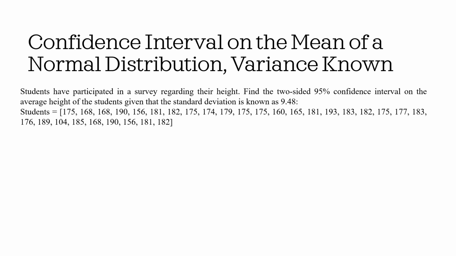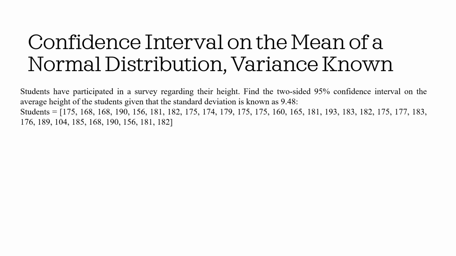First, we need to identify the population parameter of interest. As the question is asking us to construct the confidence interval on the average height of the students, we know the population mean is the parameter of interest. Second, we need to confirm whether the population variance is known, and the answer is yes because the question tells us, given that the standard deviation is known as 9.48. So, we know that we need to construct a two-sided normal confidence interval around the population mean, using a single sample when the population variance is known.